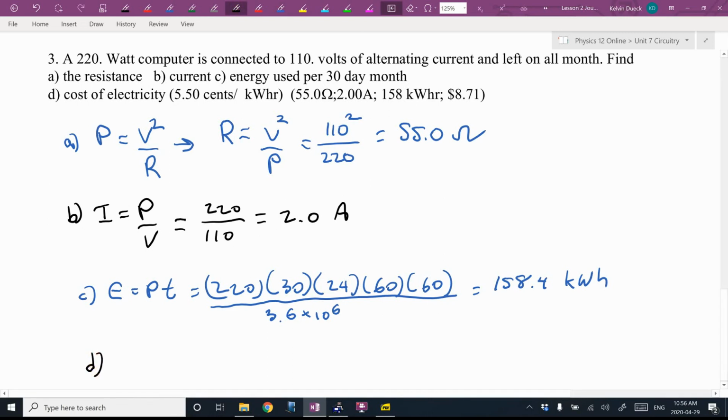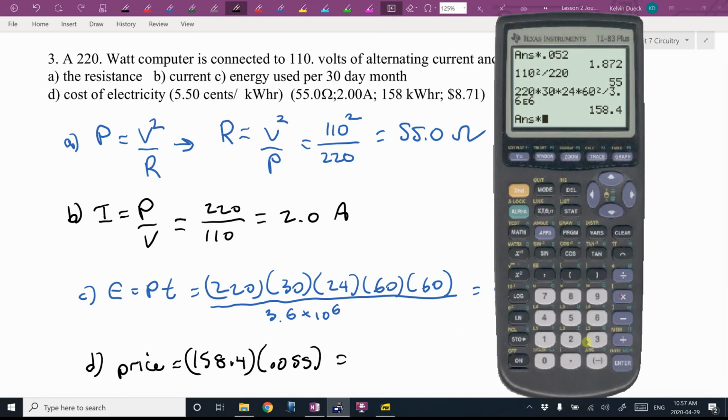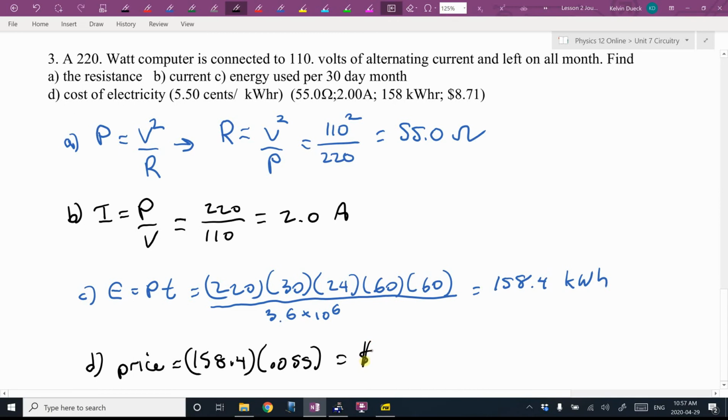Part D. If it's 5.5 cents per kilowatt hour, then the price is going to be 158.4 times 5.5 cents, but let's convert it to dollars. This would cost $8.71 to run all month.